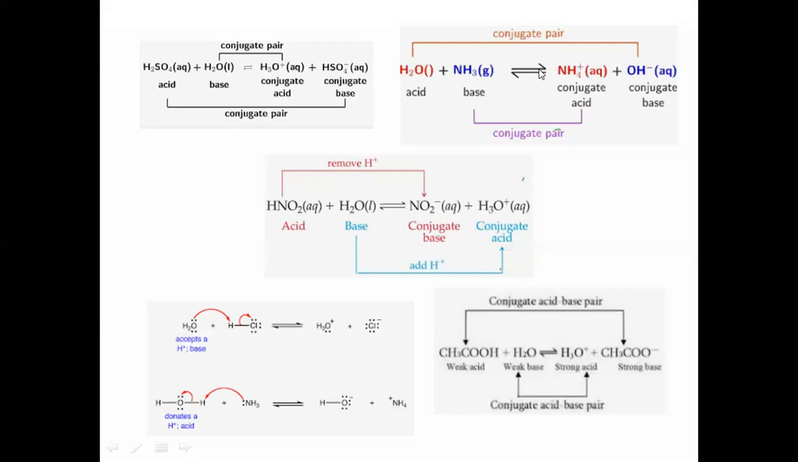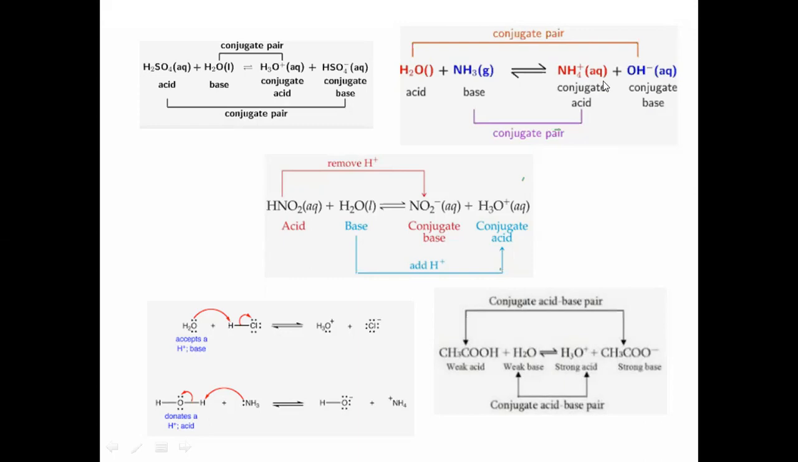Similarly, you can think of another equilibrium, ammonia. If you take ammonia with water in liquid form, what will happen? Here, water is the proton donor because it donates one proton to ammonia, making NH4 plus aqueous. So the proton donor is the water molecule, hence it is an acid. Ammonia is a proton acceptor, hence it is a base. But if you look at the right-hand side, the ammonium ion NH4 plus is the proton donor, and OH minus is a proton acceptor.